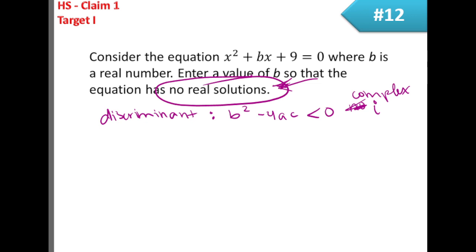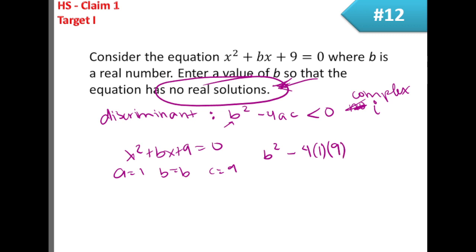So it just has to be less than 0. To do that, we have x squared plus bx plus 9 equals 0. So a equals 1, b equals b, c equals 9. So let's plug it in here. We don't know what b is, so it stays at b squared minus 4, my a is 1, c is 9. So this all has to be less than 0. So we end up with b squared minus 36 less than 0.